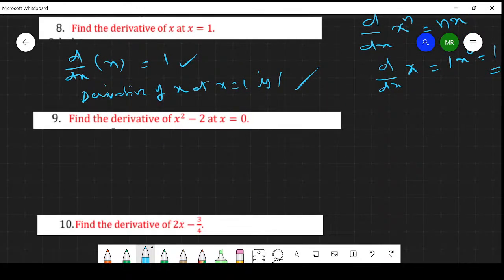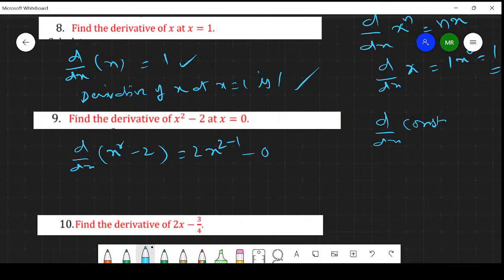Find the derivative of x square minus 2 at x equal to 0. They are asking for d by dx of x square minus 2 at x equal to 0. Derivative of x square is 2 into x power 2 minus 1. You remember, the derivative of a constant is 0 always. Derivative of 2 is 0. So you will get 2x.